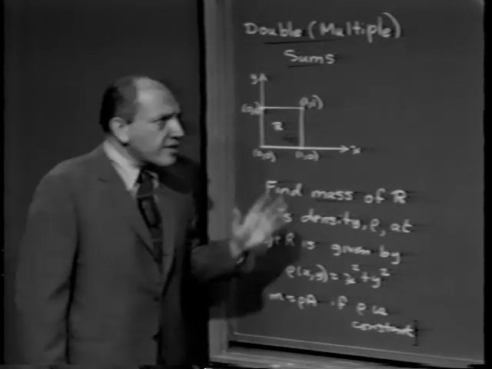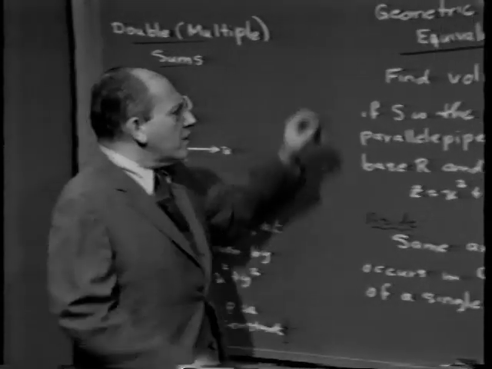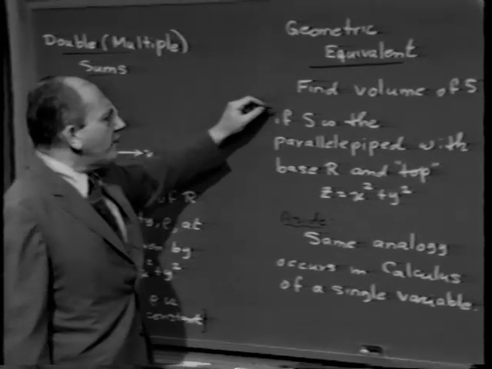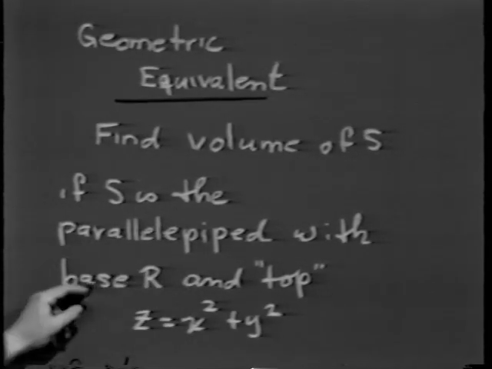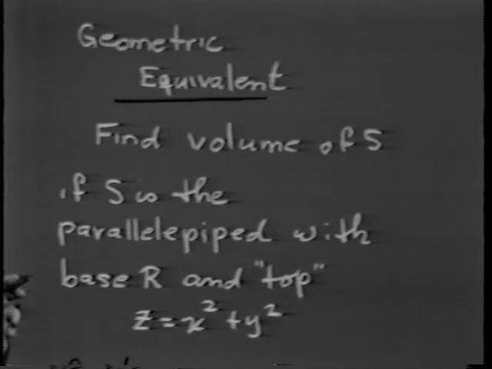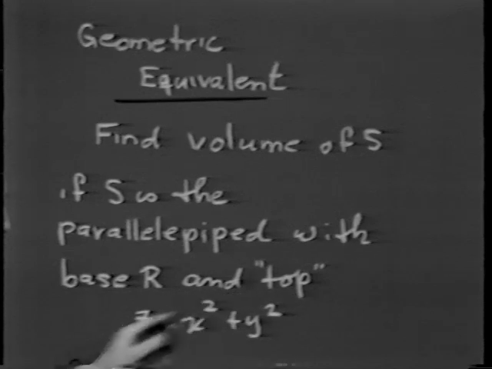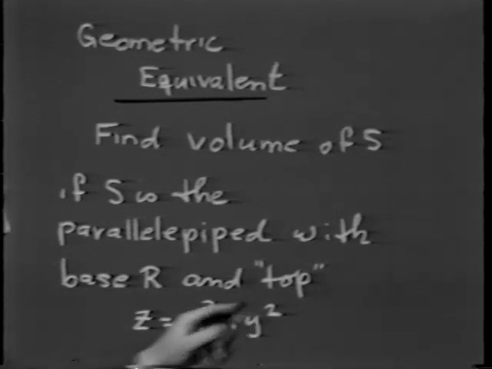At any rate, just to summarize that, the geometric equivalent to our problem is to find the volume of the solid S, if S is the parallelepiped with the base R, where R is just as given, and the top, meaning it's intersected with the surface z equals x squared plus y squared.